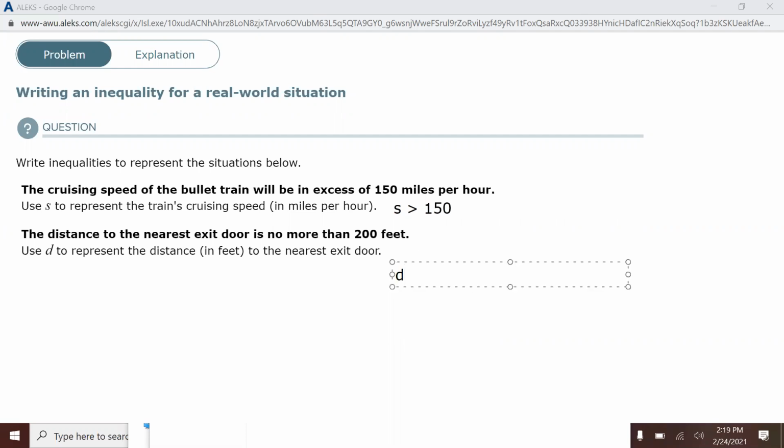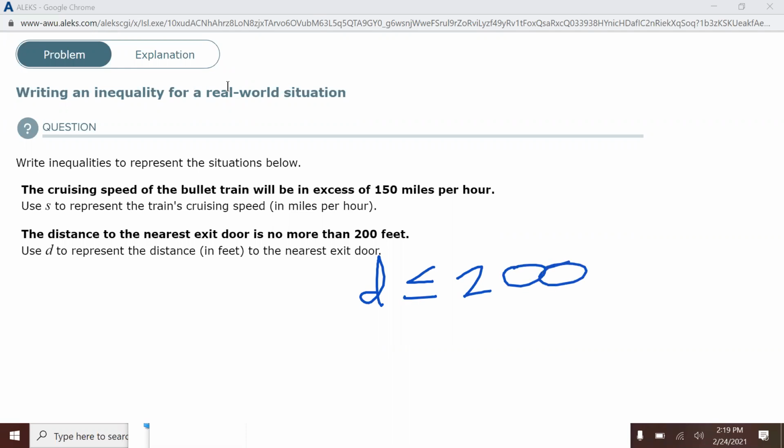So that distance must be 200 feet or less. It won't be more than 200. So less than or equal to 200. And that is how it is done. Just like that. Not a lot to do, but it is important to be able to do this simple problem so that when you deal with more challenging inequality problems, you're able to handle them.